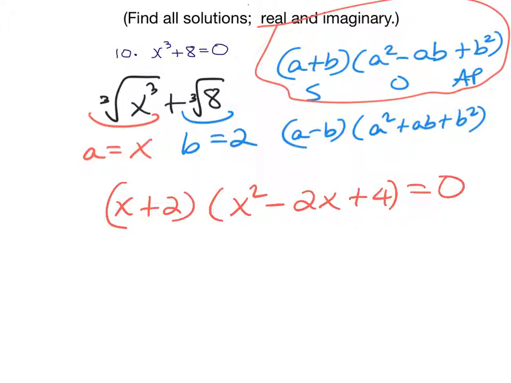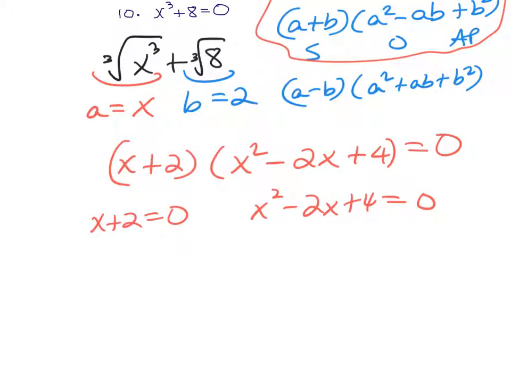Now, I need to set each one of my factors equal to 0 and solve. So I take the x plus 2, set it equal to 0. X squared minus 2x plus 4, set it equal to 0. Now, if you recall, when we did this on the review chapter test, that trinomial that we get can't be factored. I know a lot of people try to, but you can't. So the only way we can get what x equals for that trinomial is completing the square or quadratic formula. And I can show you both.